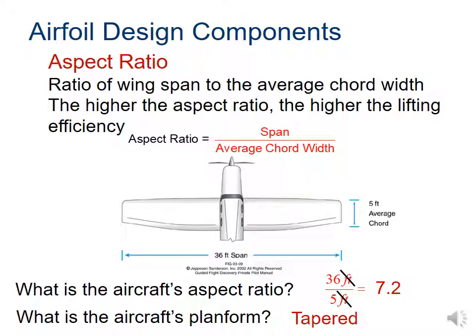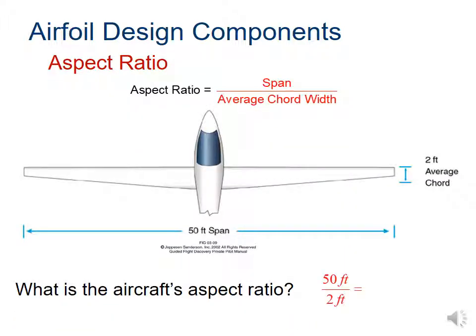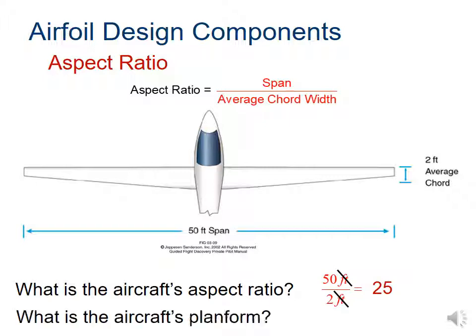For this example, the aspect ratio is the span of 36 feet divided by the average chord width of 5 feet, for an aspect ratio of 7.2. For the other example, the aspect ratio is 50 feet divided by the average chord width of 2 feet, for an aspect ratio of 25. So which plane will have better lifting efficiency? More area put into span leaves less turbulence and thus is more efficient. So this plane would be more efficient.